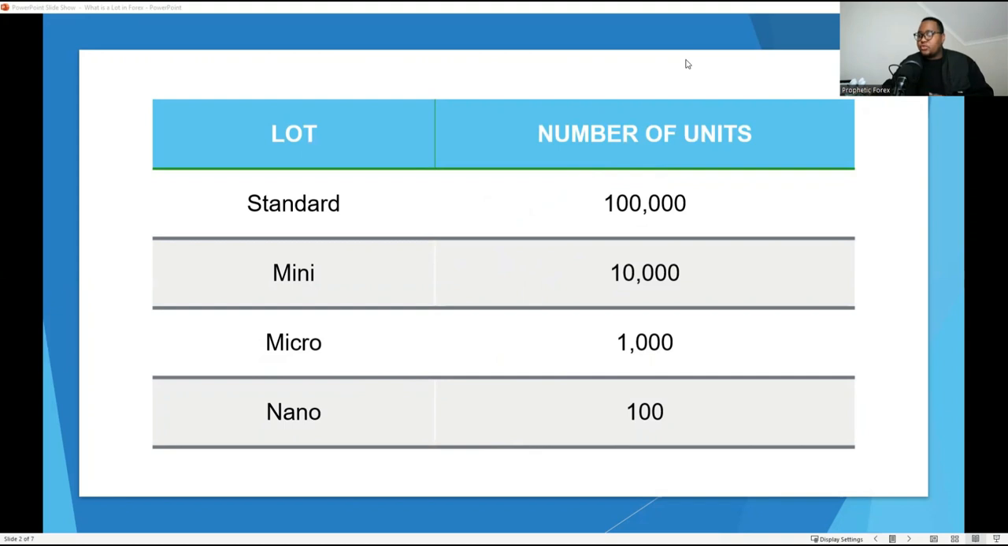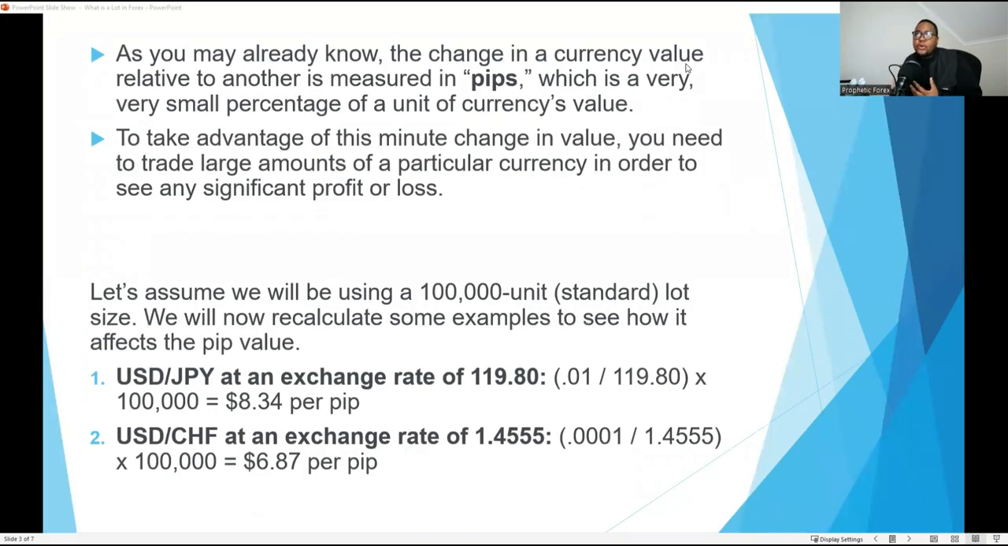Now we want to move on to the next concept. As you already know, the change in currency value relative to another is measured in what we call pips, as we taught in the previous episode, which is a very small percentage of the unit of the currency's value. So to take advantage of such a minute change in value, you need to trade large amounts of a particular currency in order to see any profit or loss.